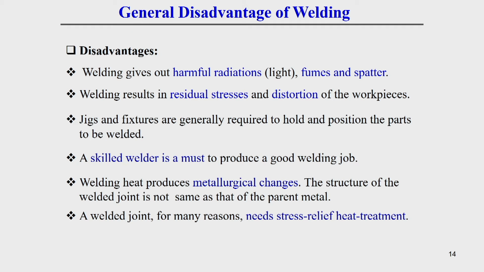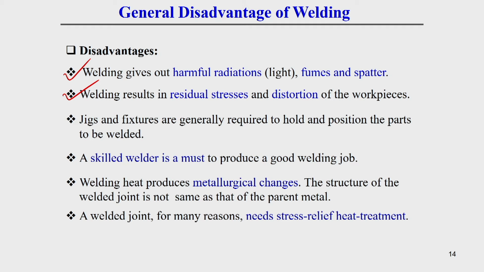These are the general disadvantages of traditional welding processes. Welding gives out harmful radiation, fumes and spatter. Welding results in residual stresses and distortion of the workpiece. This is a very vital drawback of the welding process. Once we do the welding, generally there will be residual stresses and distortion of the structure.